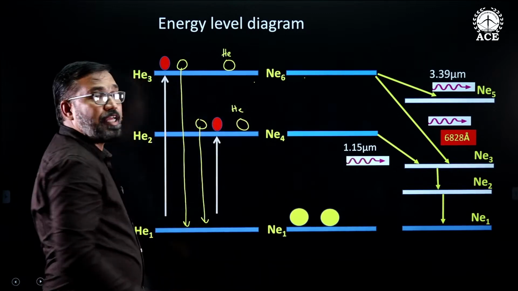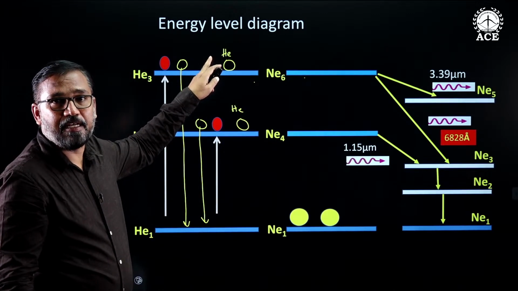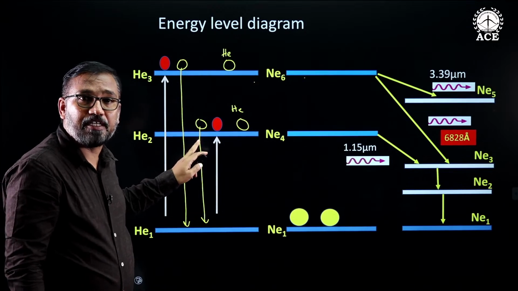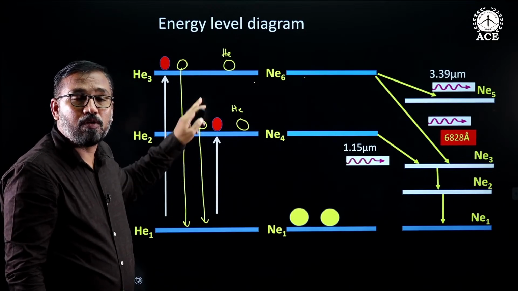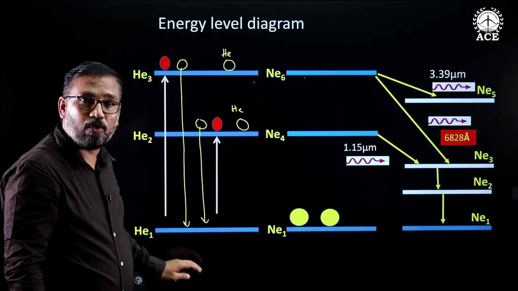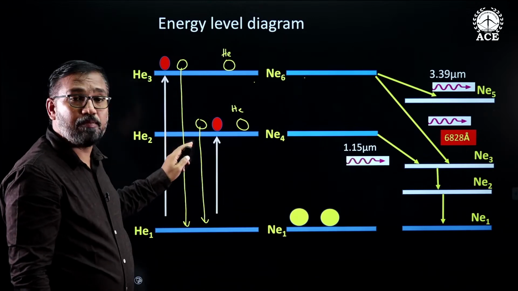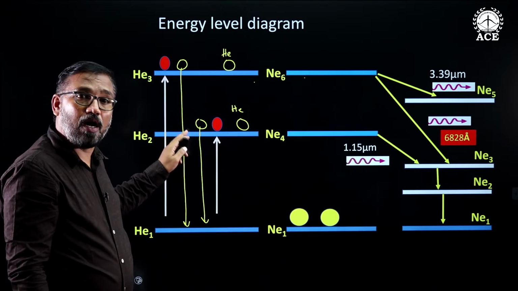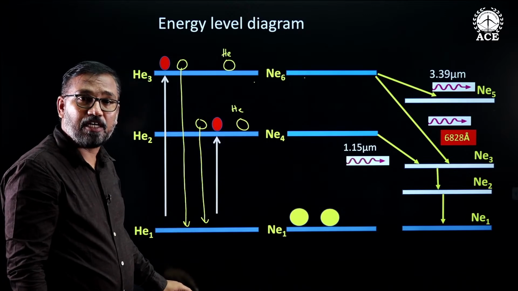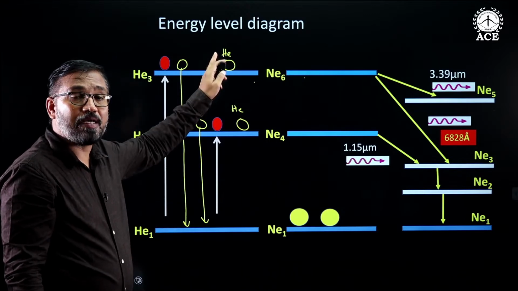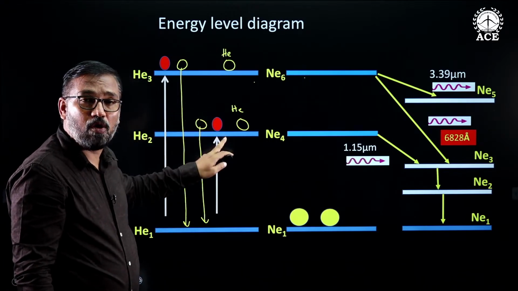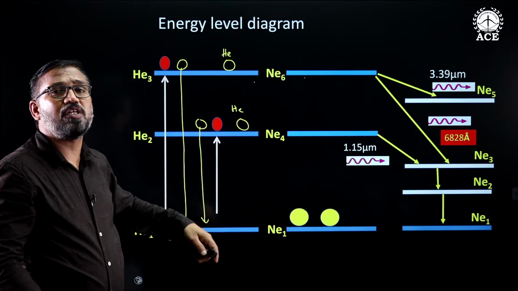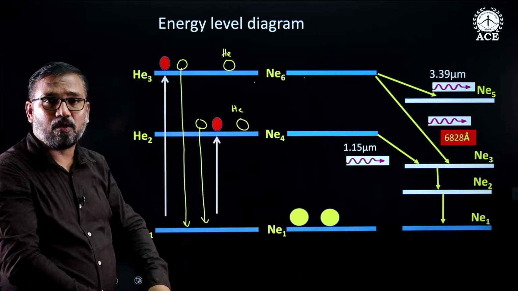For example, 10 atoms are excited to helium-3, and 10 atoms are excited to helium-2. Out of 10, 9 are de-excited to the ground state. Here from helium-2, out of 10, 9 atoms are de-excited to the ground state. So how many atoms are left out here? 1. Here how many? 1. Means most of the atoms are going to de-excite to the ground state.